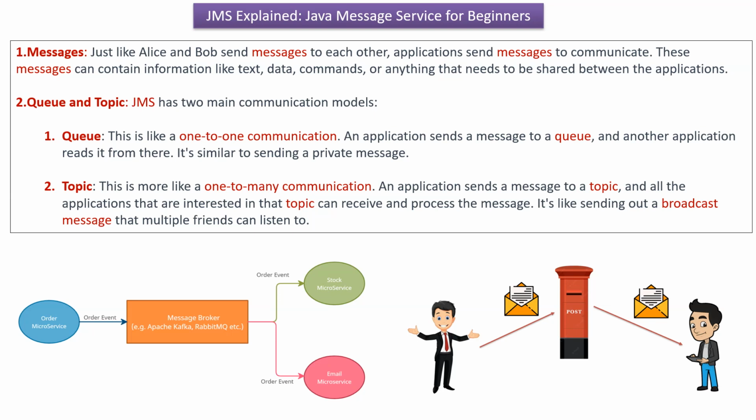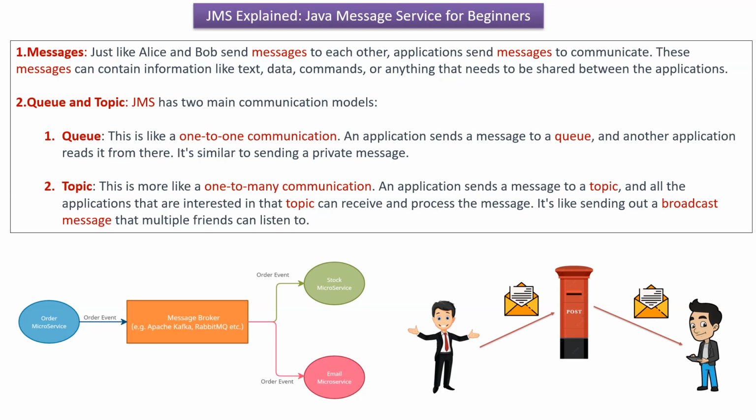JMS has two main communication models. First one is queue and the second one is topic. Queue is like one-to-one communication. An application sends message to a queue and another application reads the message from the same queue, and it is similar to sending a private message.